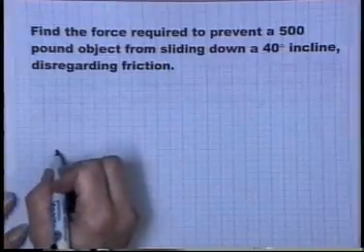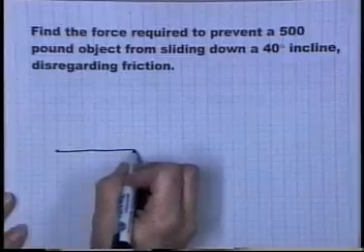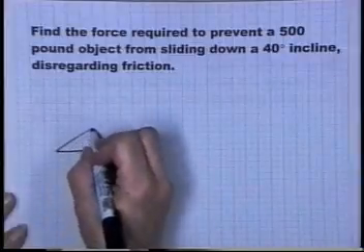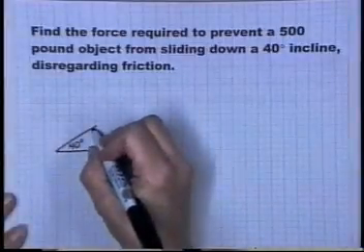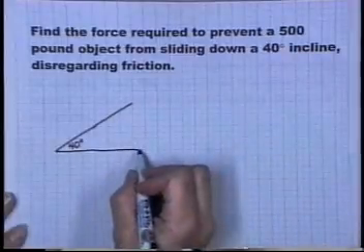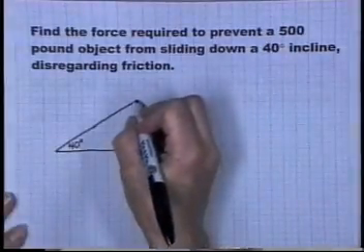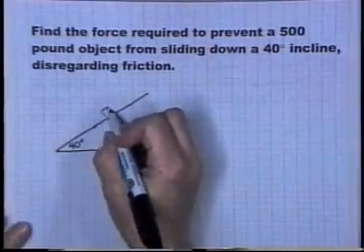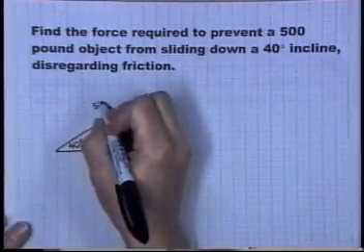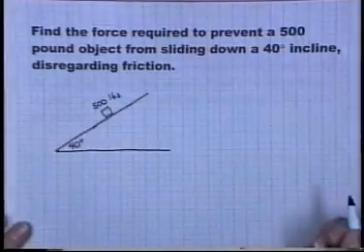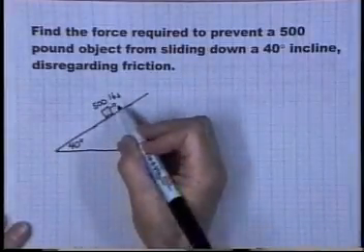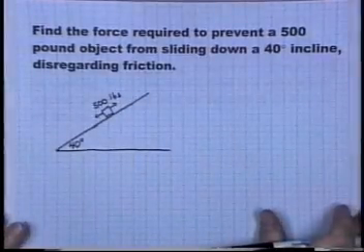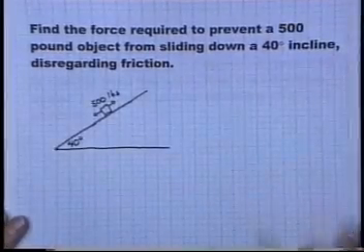Again, I'm going to choose a point, and let's go horizontal. And then if we have a 40-degree incline, I'm going to incline up here 40 degrees. I'm going to make this picture rather large because I want to be sure that you can see all the things that are necessary here. So somewhere on this inclined plane I have an object that weighs 500 pounds. And what we want to know is what force do we have to exert up to keep it from sliding down this way.